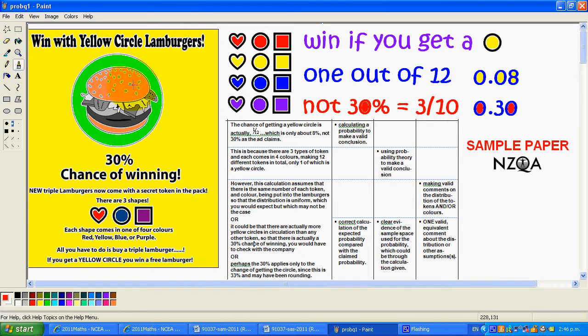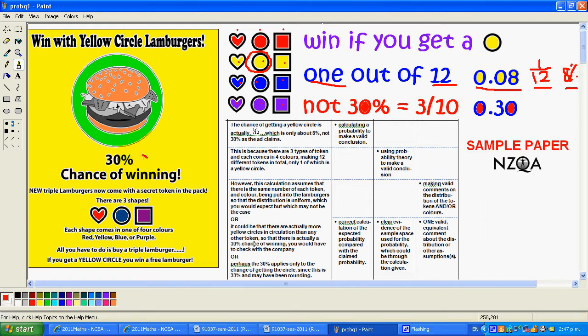Okay, so here what I've said is there's one here, the yellow circle, out of 1, 2, 3, 4, 5, 6, 7, 8, 9, 10, 11, 12. So there's one yellow circle out of 12. So in actual fact, that's 1/12, which if you put into your calculator, 1 divided by 12, you get 0.08333 recurring, which I've just rounded to 0.08, which is the same as 8%. Okay, so 0.08, 1/12 and 8% are essentially the same number.